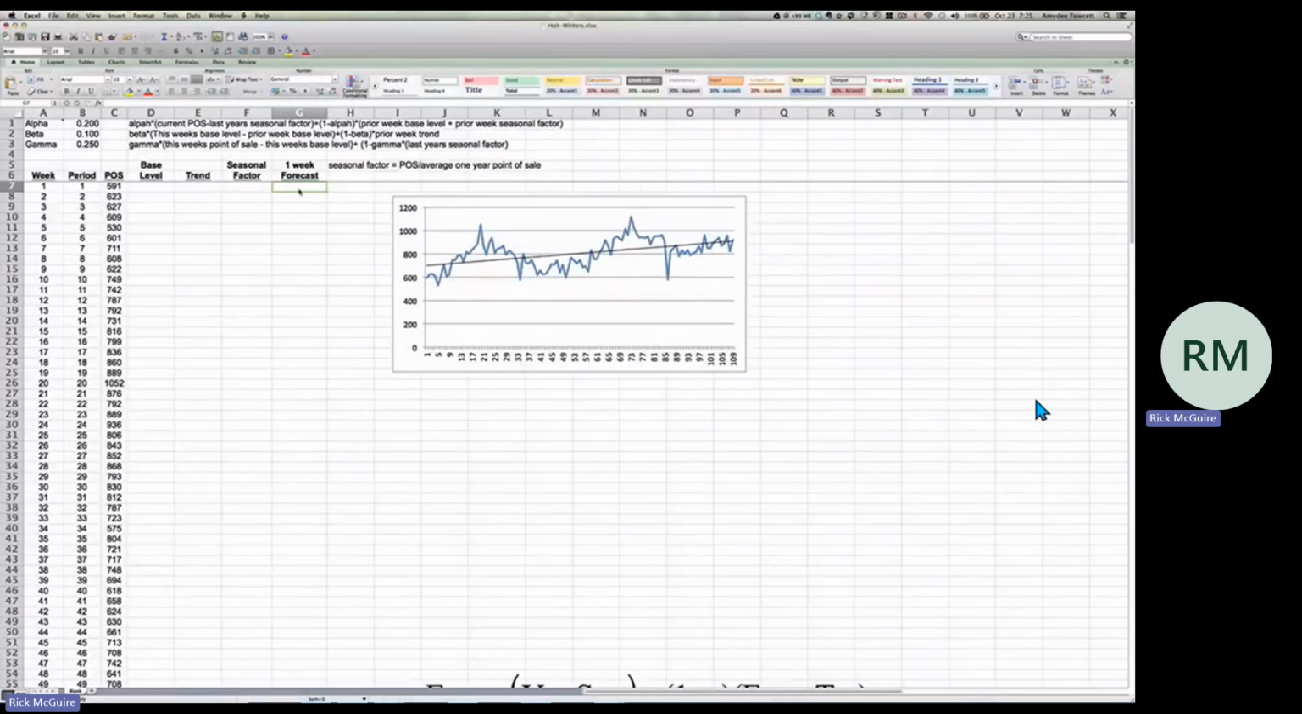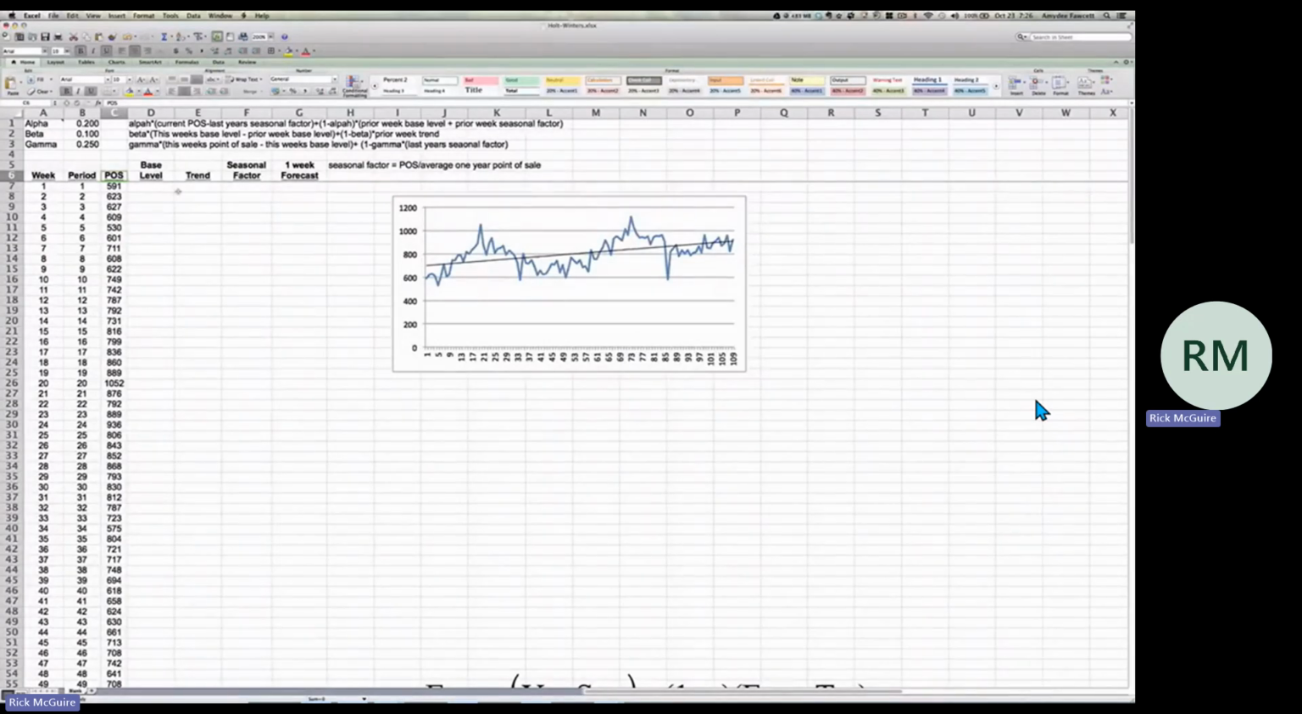So in Holt-Winters, what we basically do is we break down an actual demand observation into 3 components. And those 3 components are the base level, the trend component, and the seasonal factor. As we implement Holt-Winters, we first need to decompose the actual demand observation, and that's our point of sales data. And ultimately, when we develop forecasts, we will recompose the demand expectation by summing up all 3 elements. That is the base level, trend, and seasonal component.